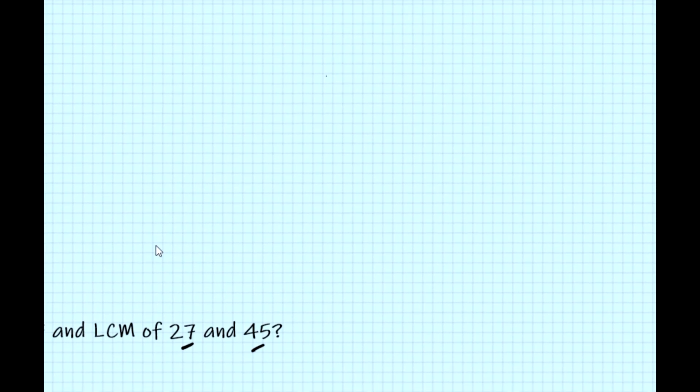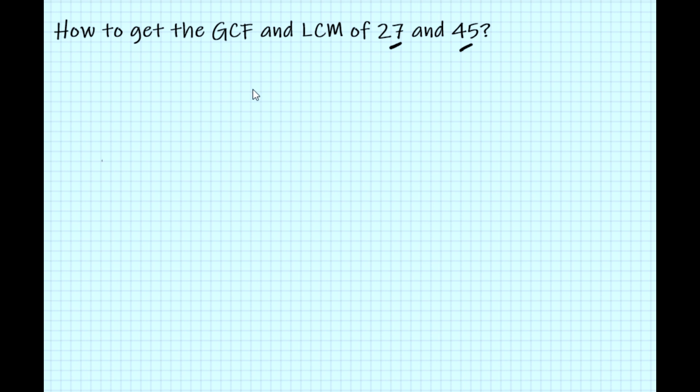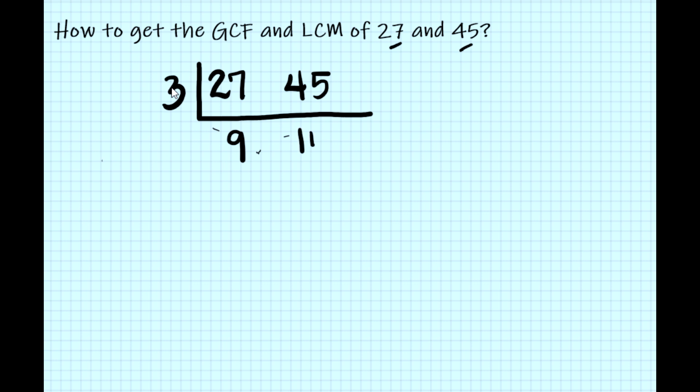So, let's try another example. How are we going to get the GCF and LCM of 27 and 45? So, ulit, 27 and 45. Isip ulit tayo ng prime number na factor nilang dalawa, or pwede natin silang i-divide dalawa exactly. So, naisip natin na they are both divisible by 3. So, 27 divided by 3 is 9, and 45 divided by 3 is 15.